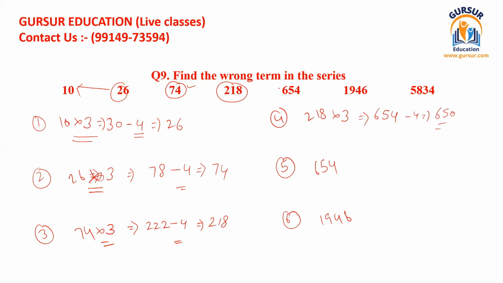But what is this? Here 654 is given, but our answer should be 650. So that means this is the wrong item in the series. So in this way, you can find what is the wrong item in the series. I hope you have got the idea of how I arrived at the conclusion that a specific value in the series is wrong.